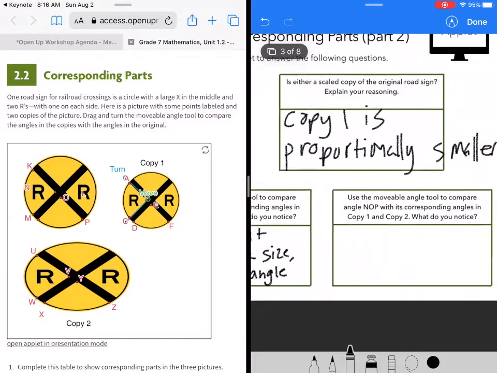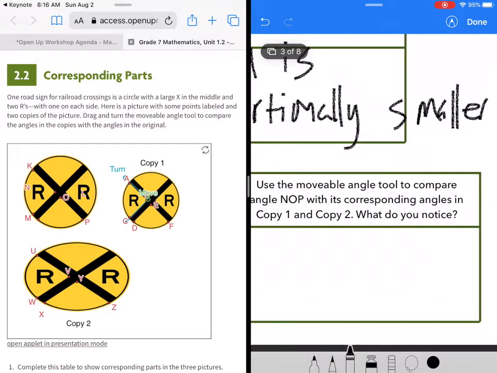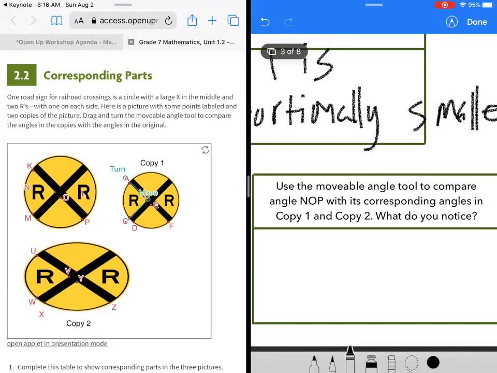So now let's look at the other one. It says use the movable angle tool to compare the angle NOP to its corresponding angle. So NOP.